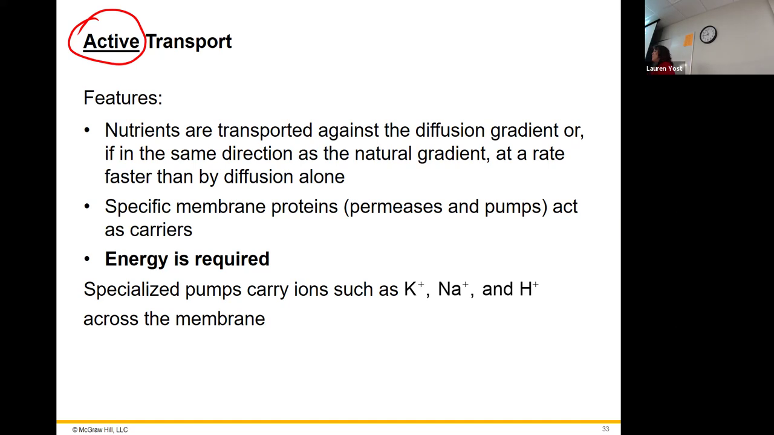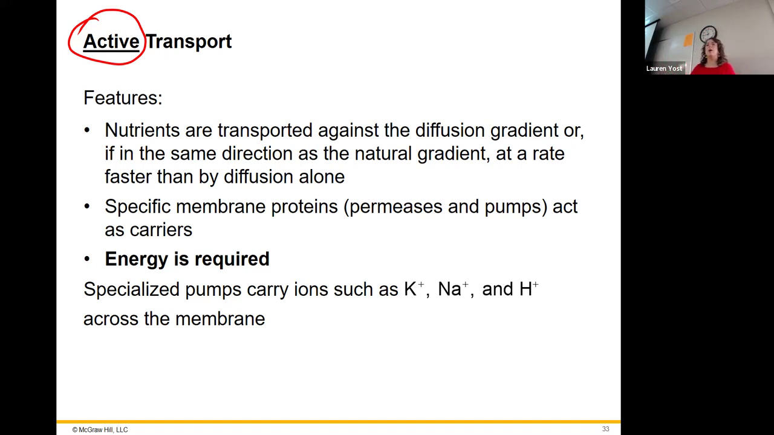So that's going to require energy because you're going against the gradient. It's like taking all of those bouncy balls that might be all over the place. You want them in a pile in the corner or back in your kid's toy bin. You have to go pick them up, right? It's not going to do it on its own. When you let them out, they did it on their own. That's diffusion. But now that you want it back against what is natural, you're going to have to go pick it up and put energy into it. So that's the idea of active transport.